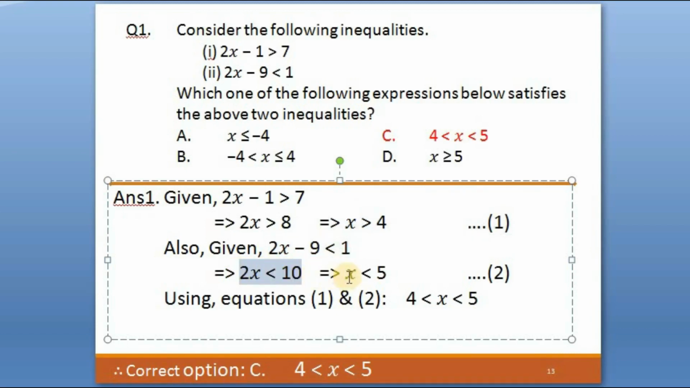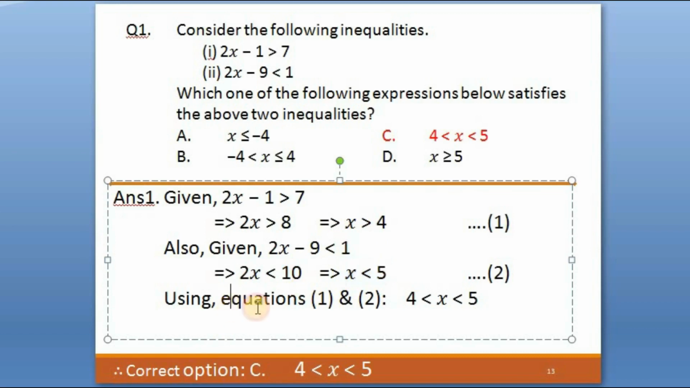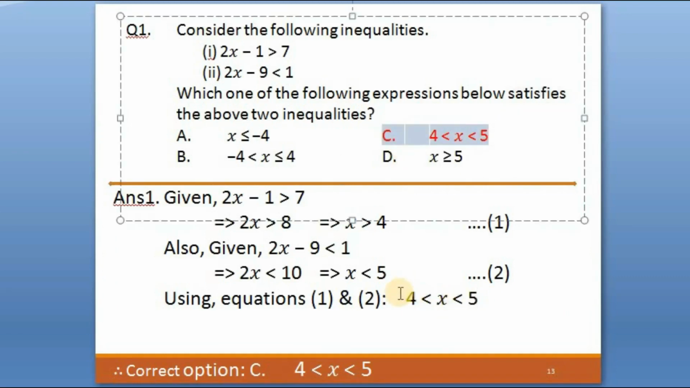So using equation 1 and 2, we can frame the x expression. Since equation 1 says x is greater than 4, so x is greater than 4, and equation 2 says x is less than 5, so x is less than 5. So the range we obtained is x lies between 4 and 5. So C is the right answer. I think this question is clear to everyone.